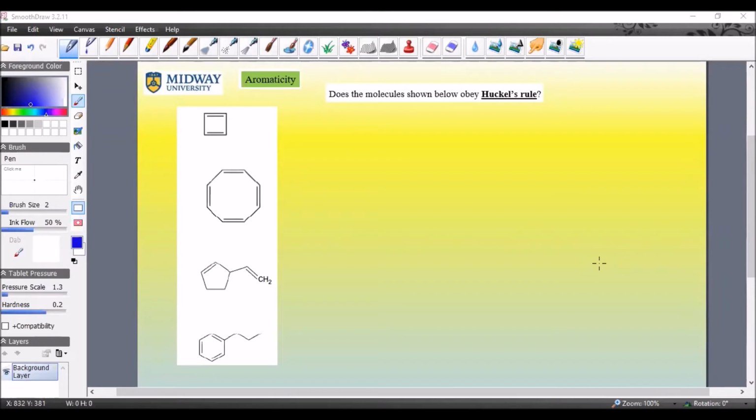Welcome back. This is the first real video on trying to understand the property of aromaticity. Now, for this first problem, I am not looking into all three criteria to determine whether the molecule is aromatic or not. In fact, that's not the purpose of this question. As you can see, the question stated here is, does the molecule shown below obey Huckel's rule?